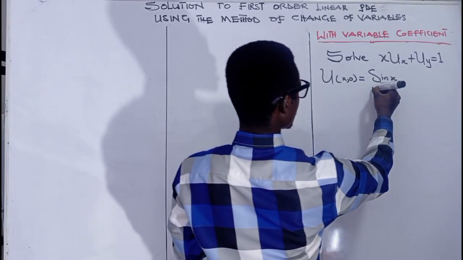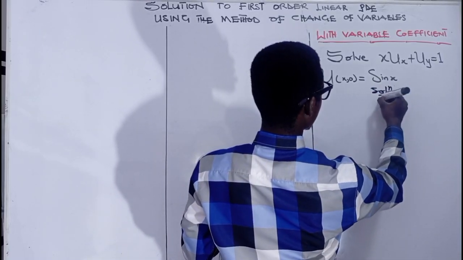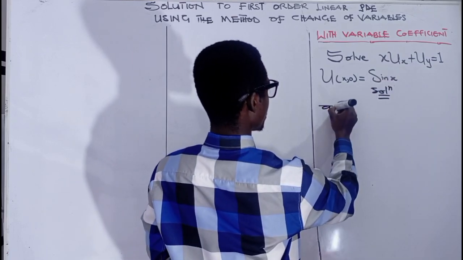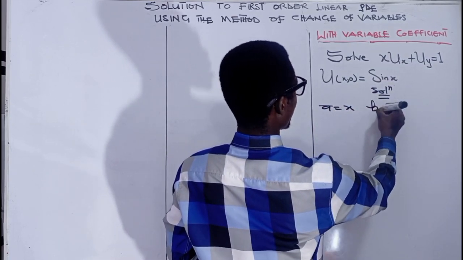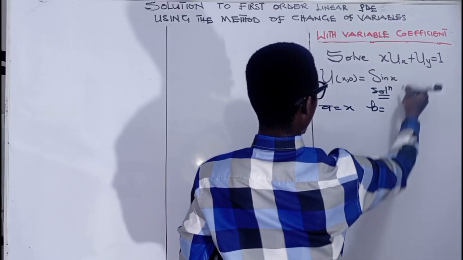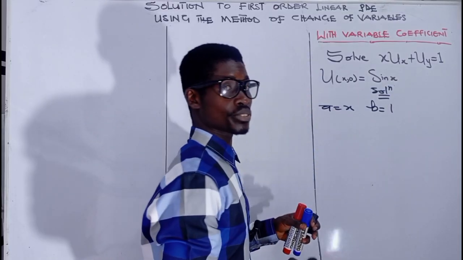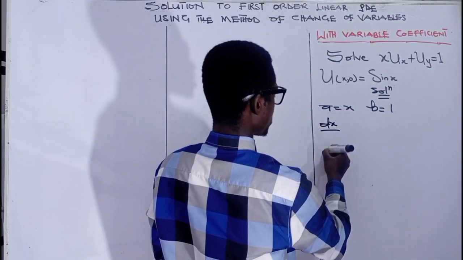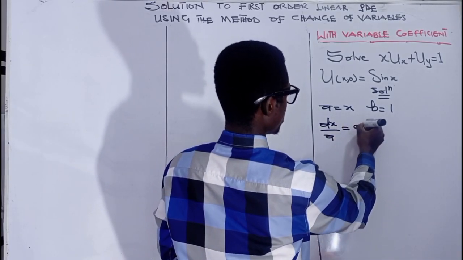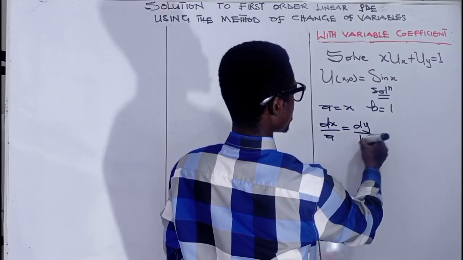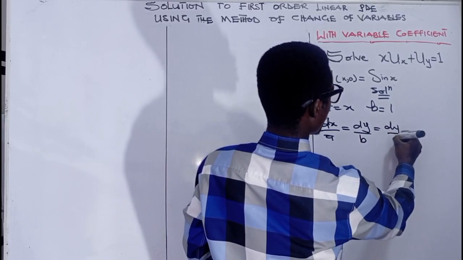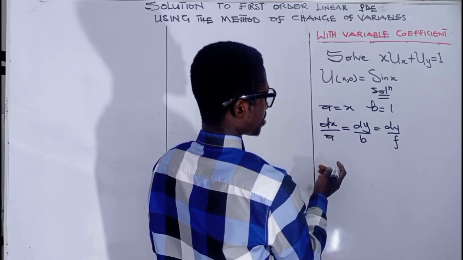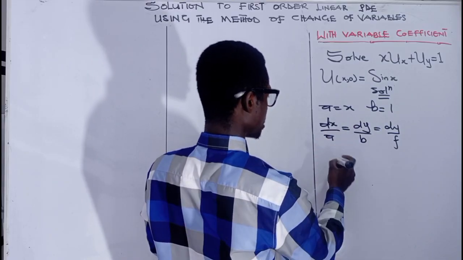So we have our solution. We identify our coefficient of ux, and that is x. So we have our a is equal to x, and then our b is equal to the coefficient of uy, and that is 1. Once we have this, we form the characteristics equation. You know that the characteristics equation gives us dx over a, is equal to dy over b, and then we have du over f.